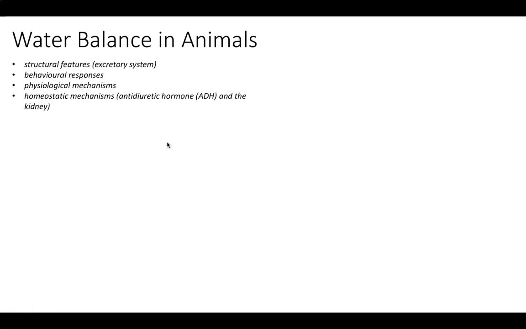So the learning goal was to look at structural features. We're going to talk about the excretory system, behavioral responses, physiological mechanisms, as well as homeostatic mechanisms. We'll talk about ADH and the kidney. So starting off with structural, that is physical features. Since dehydration is a major problem for land animals in regulating water and osmolarity levels, animals have various features to help them, including structural outward physical features, behavioral responses, and physiological and homeostatic mechanisms. So let's just focus on structural.